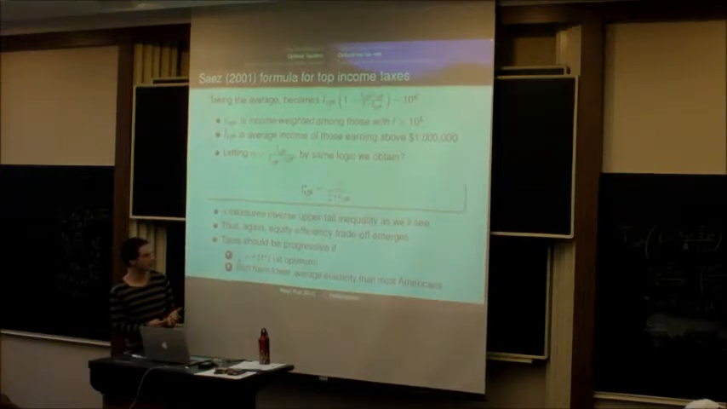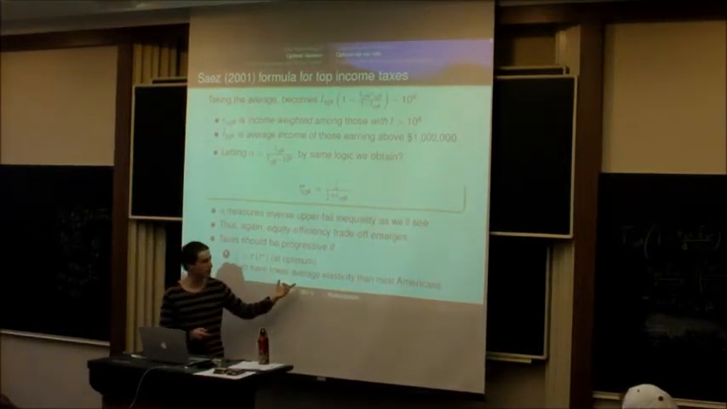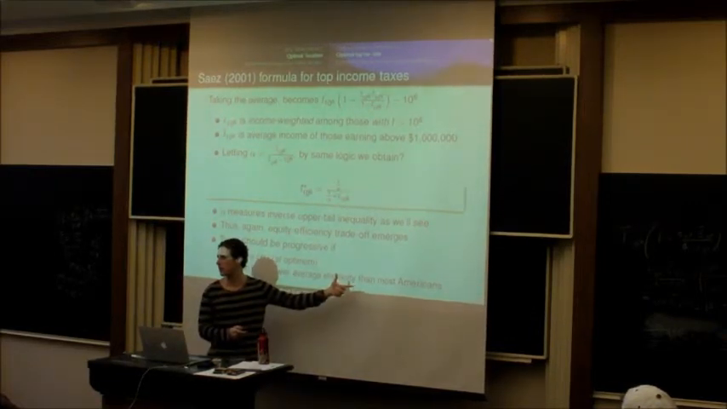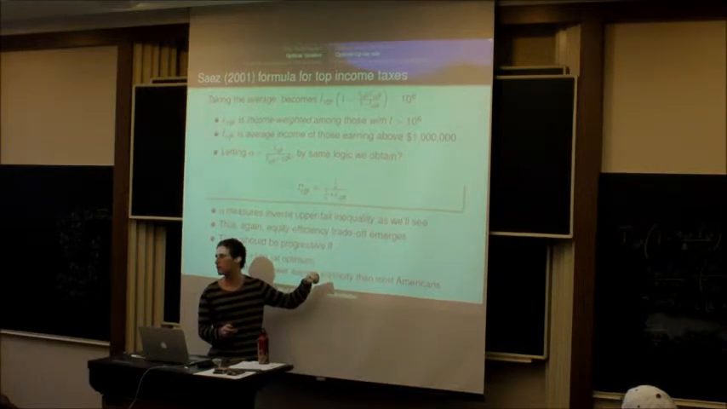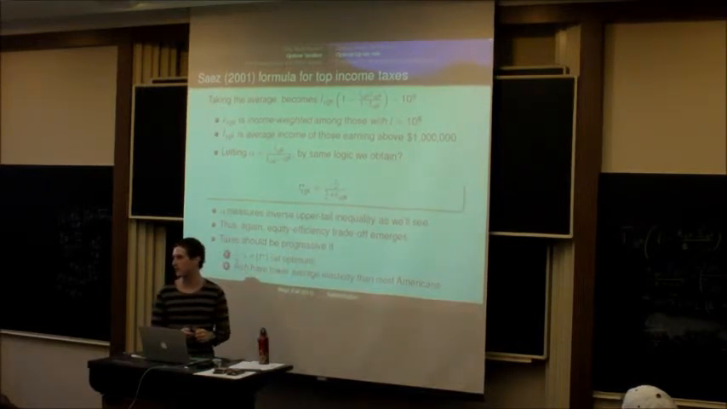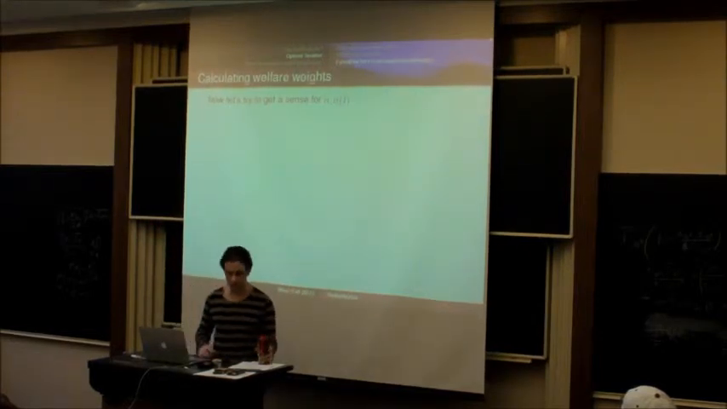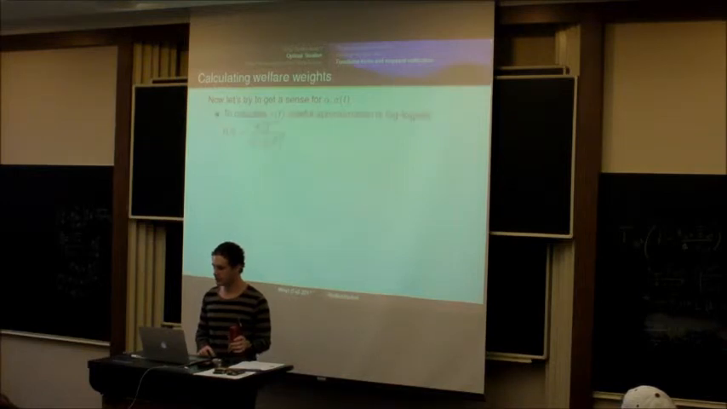Also, taxes should be progressive if the rich have a lower elasticity of labor supply than most Americans, and should be regressive if they have a higher elasticity of labor supply than most Americans. Right? Okay. So now I want to try to get a sense for alpha and sigma.